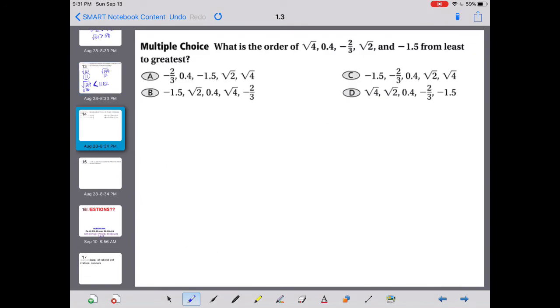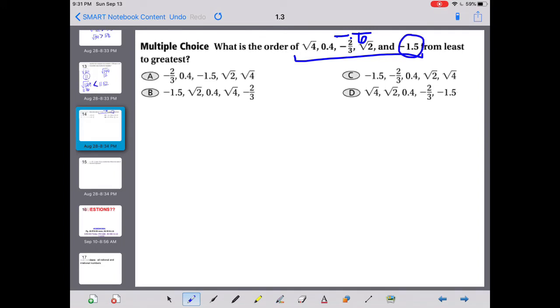Okay. The last thing that you're going to have to be able to do today is put real numbers in order: square roots, fractions, decimals, negatives, positives. So we're going to decide out of this bunch of numbers which one is least all the way up to greatest. The first thing that we know is anything negative has to be smallest. Negative 2/3 is like a negative 0.6 repeating. And then we have negative 1.5. The one that's most negative out of those two is the negative 1.5.